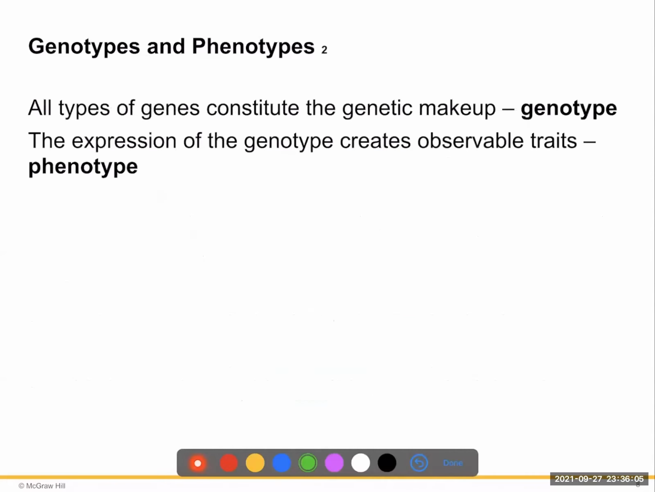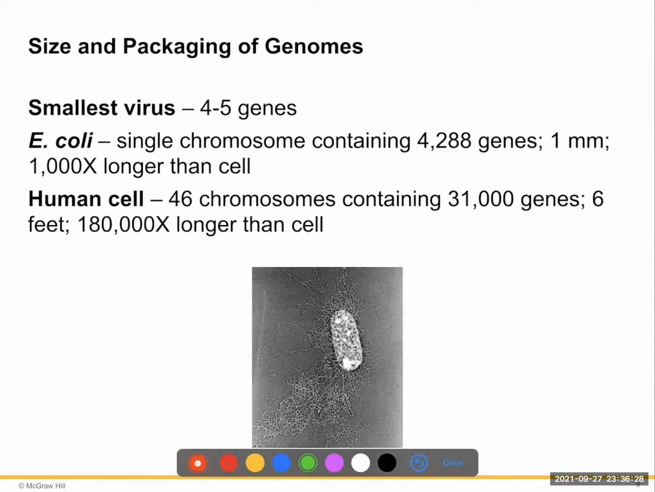Those are three basic categories. All types of genes constitute your genotype. Remember we said genotype is the total sum of all the DNA. When you have these observable traits, this is called a phenotype. That's the expression of the genotype that creates observable traits from the proteins that are made. That is a phenotype.